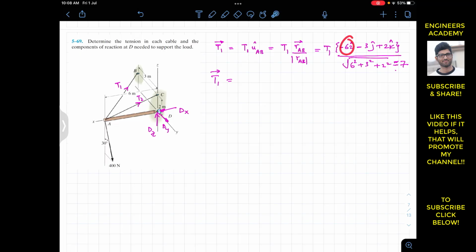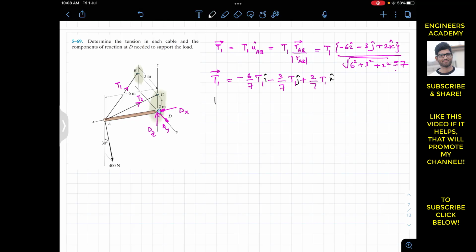We can divide each component by this magnitude now. So this is minus 6 divided by 7 times T1, minus 3 divided by 7 times T1, and plus 2 divided by 7 times T1. And these are the i, j, and k components. So this is the x component of T1, this is y, and this is the z component. This is the Cartesian vector representation of the tension in the cable which is acting from A to B.